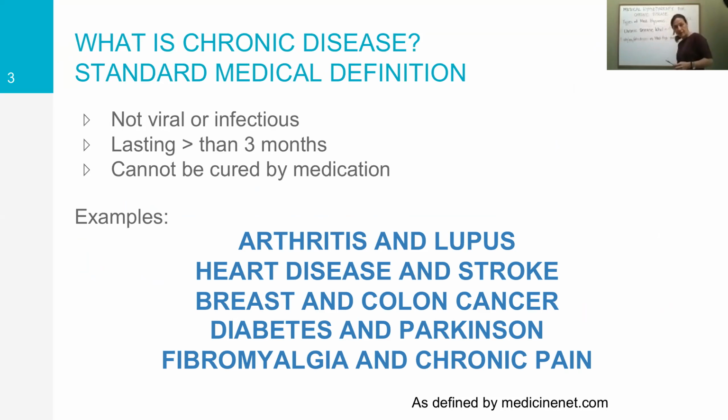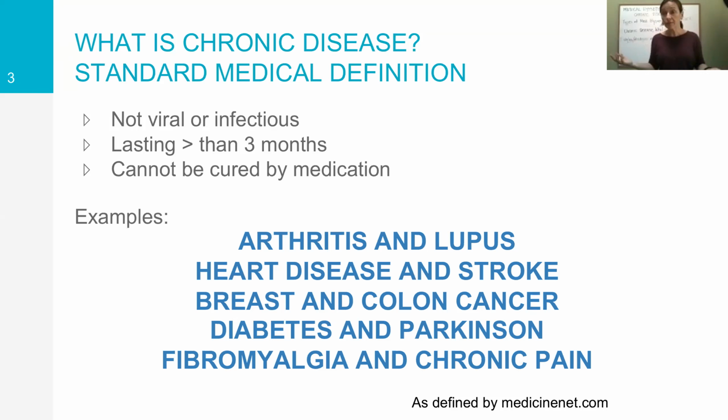This is actually the definition from Medicine.net of what is chronic disease. Chronic disease is a non-viral and non-infectious disease. Now, what's interesting about that is you will notice that a lot of scientists, a lot of medical research is still searching for the virus, even though MedicineNet has defined it, and you'll see other medical sources define a chronic disease as being non-viral.